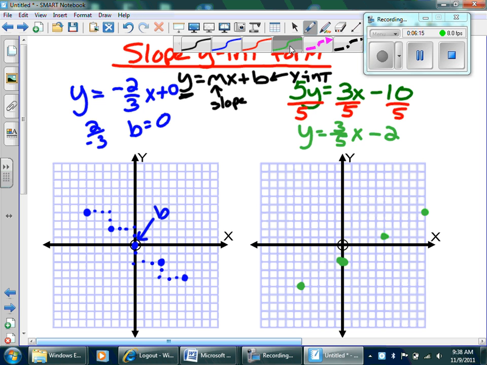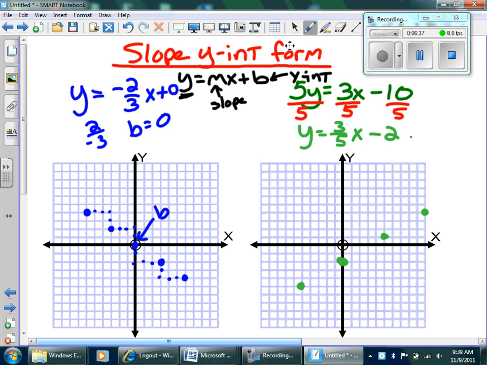The green one was not in slope y-intercept form because the y was not alone. So I said 5 is keeping the y from being alone. It's attached by multiplication. So I have to divide by 5, but I have to remember to divide all 3 terms by 5. On the right-hand side, I'm actually distributing by division. So my new equation becomes y equals 3/5 x minus 2.